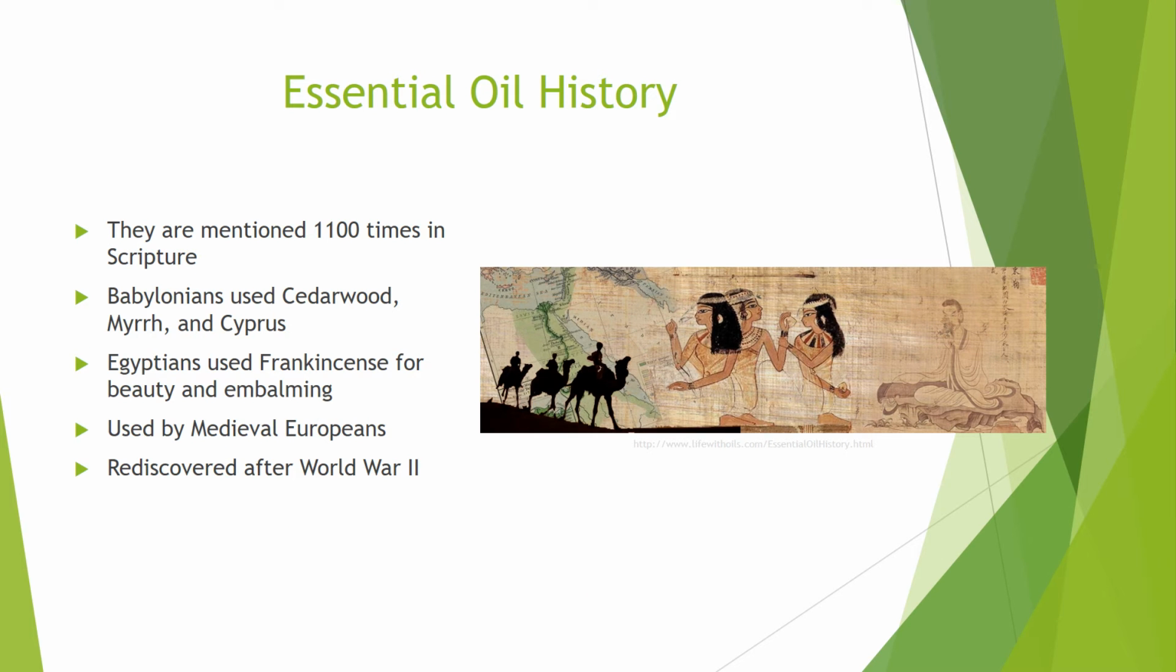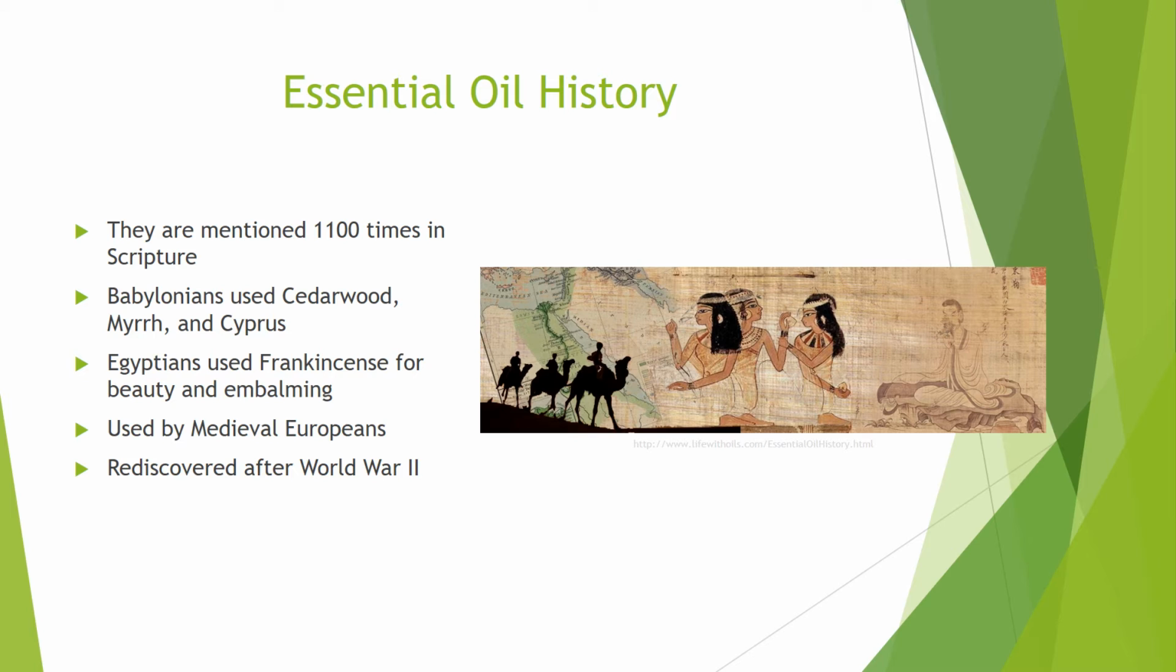So let's talk about essential oil history. So first of all, they're mentioned 1,100 times in biblical scripture. And regardless where you stand on that, it's a historical document, and we learn a lot from history. So some of the oldest cultures on Earth used essential oils. The Babylonians used cedarwood, myrrh, and cypress. The Egyptians used frankincense for beauty and embalming. So if you want your skin to last forever, you want to get some frankincense.